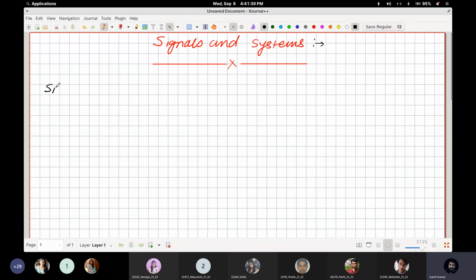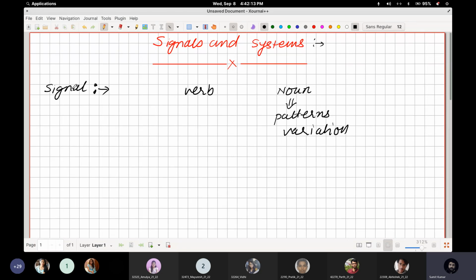First we have to understand what a signal is. I'm not going into much detail, but I have to put this. Signal is a word from the English language, and it is used both as a verb and as a noun. When it is used as a noun, it basically means patterns, some sort of patterns or some sort of variation.